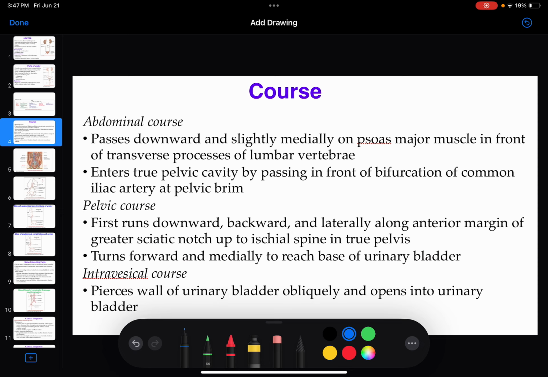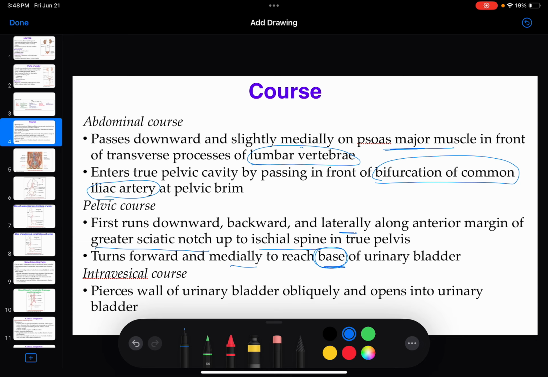It passes downwards and slightly medially on the psoas major muscle. So this muscle will be in front of lumbar vertebra. and it enters the true pelvic cavity, bifurcation of common iliac arteries at the pelvic brim. So it is entering into the true pelvic cavity. Then after entering the pelvis, it runs downwards, backwards and laterally along the greater sciatic notch and the ischial spine as shown before, and then turns medially to reach the base of the bladder.